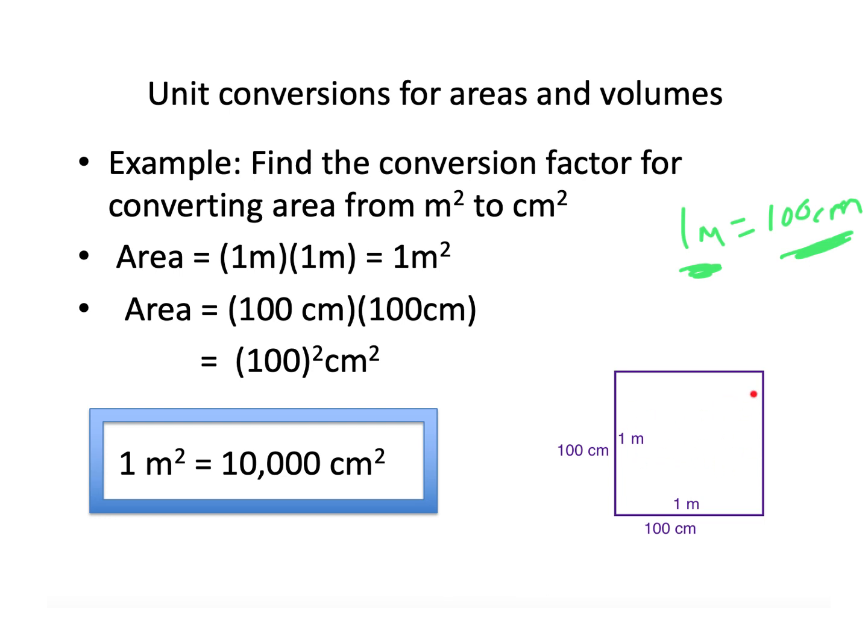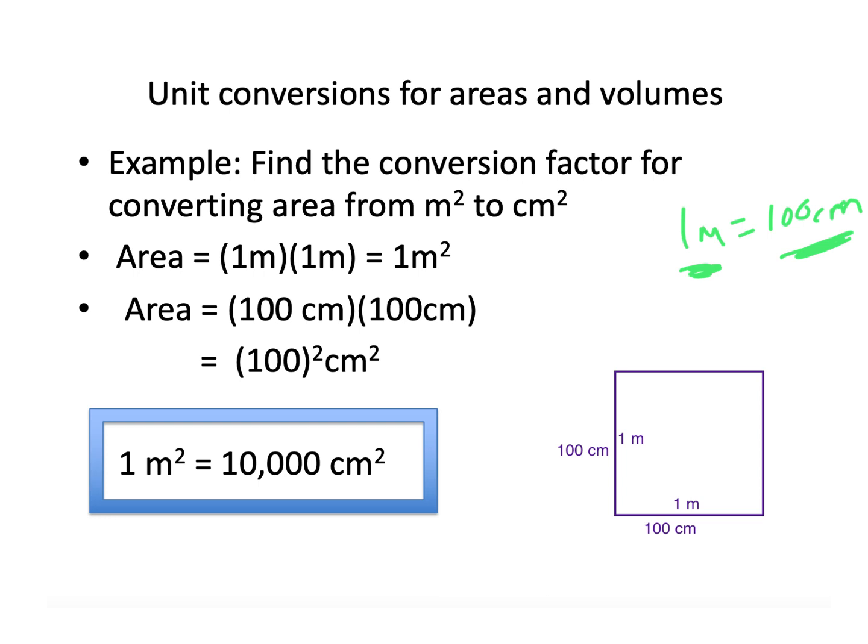The area of that square has to be the same value regardless of whether we're using meters or centimeters as our unit for measure. So what would be the area if I was measuring in meters? Well, it's just the length times the width, so that would be 1 meter times 1 meter, and that gives me 1 meter squared. But if I'm using centimeters, then the area would be 100 centimeters times 100 centimeters, and that gives me 100 times 100, or 100 squared, centimeters squared. Now 100 squared is 10,000, so that tells us that 1 meter squared is 10,000 centimeters squared.